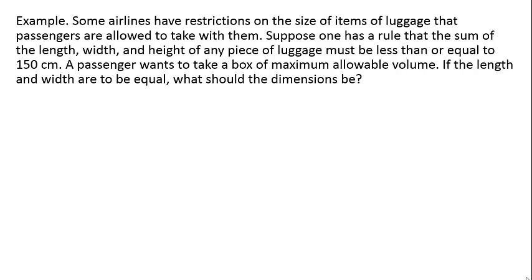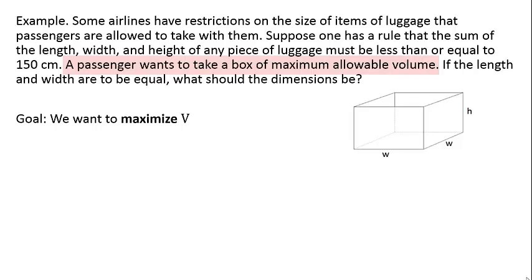Our picture here is simply a box, and our goal is to maximize the volume of the box. We know in general the volume of a box is length times width times height. And we're also told that the length and width are to be equal, so V equals W squared times H. We can't currently take the derivative of V because it has too many variables. But we were given another piece of information which will allow us to eliminate a variable.